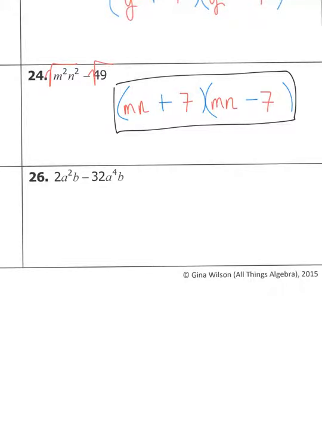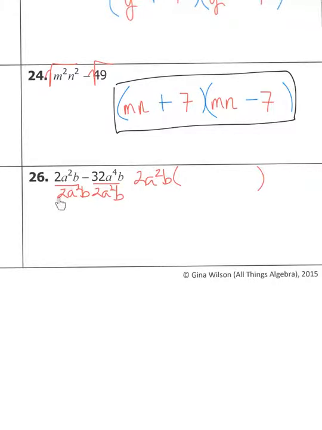Then for 26, 26 is not even the difference of two perfect squares right now, because 2 and 32 are not perfect squares, and neither is b. But it does have a greatest common factor. The numbers have a 2 in common. And then at most I have two a's that I can factor out of both of them and take the same amount, and a b. So I'm going to factor out a 2a squared b out in front of parentheses.